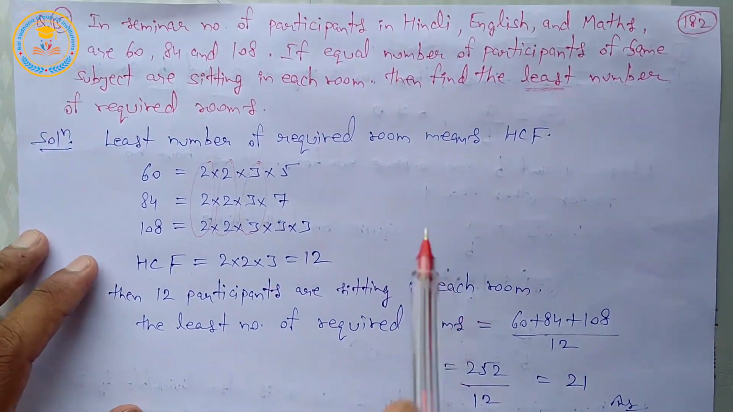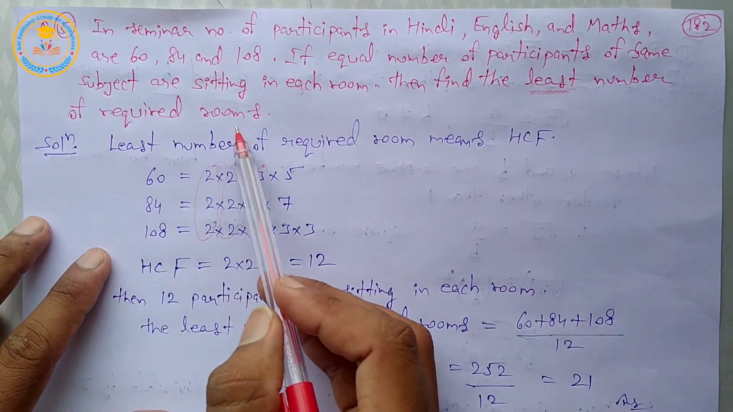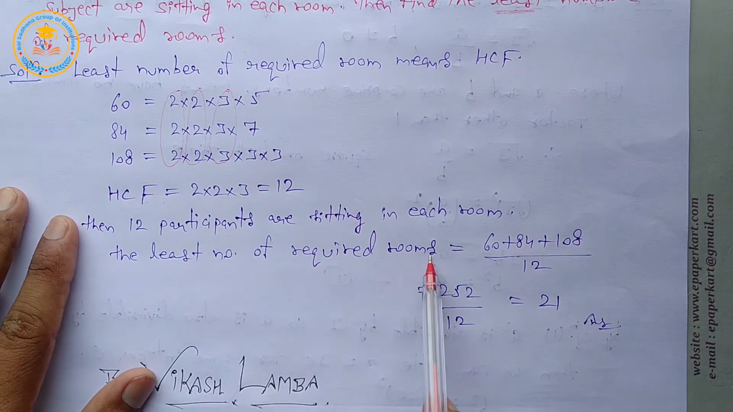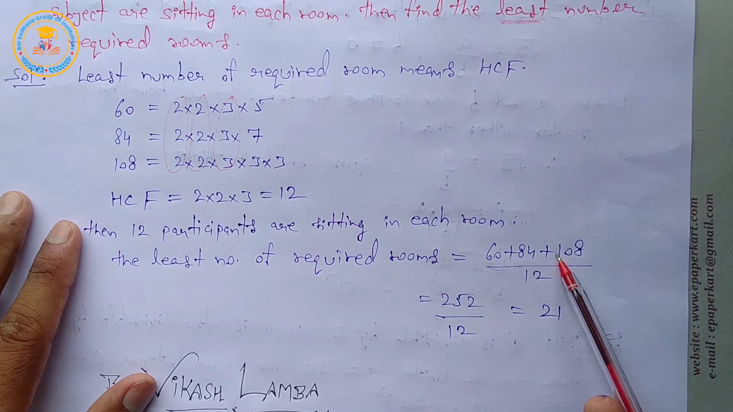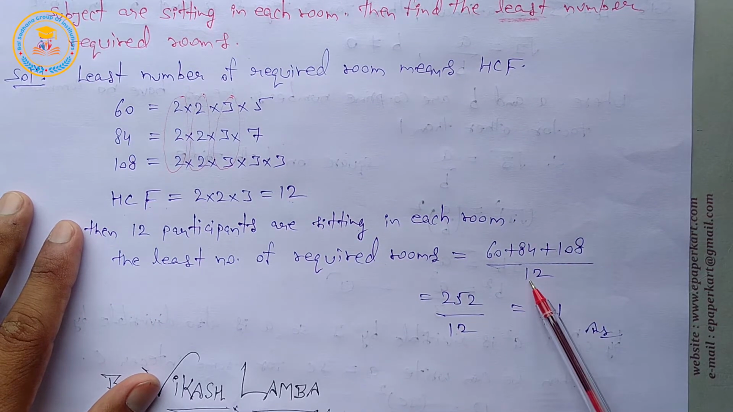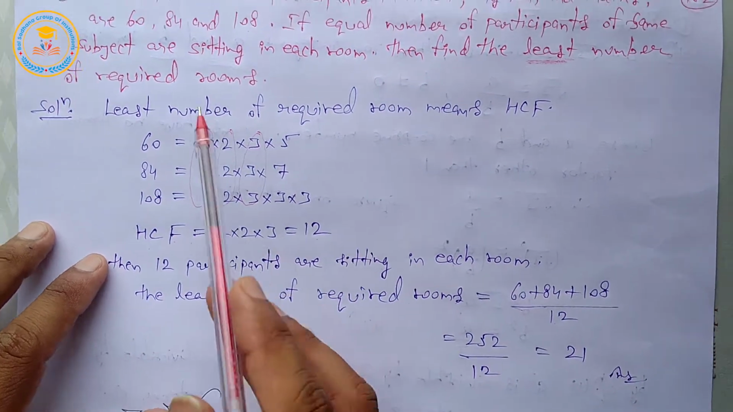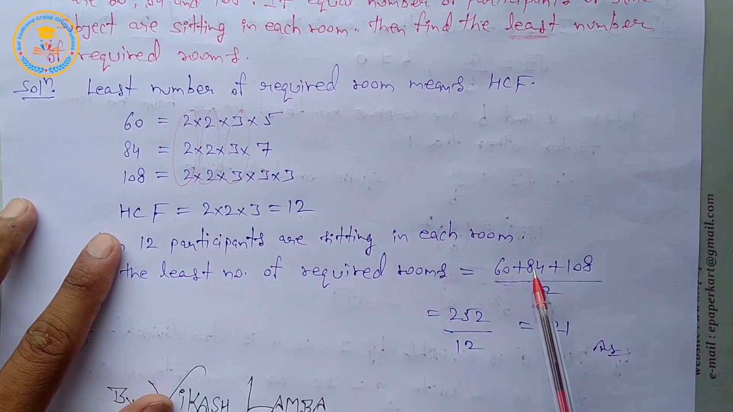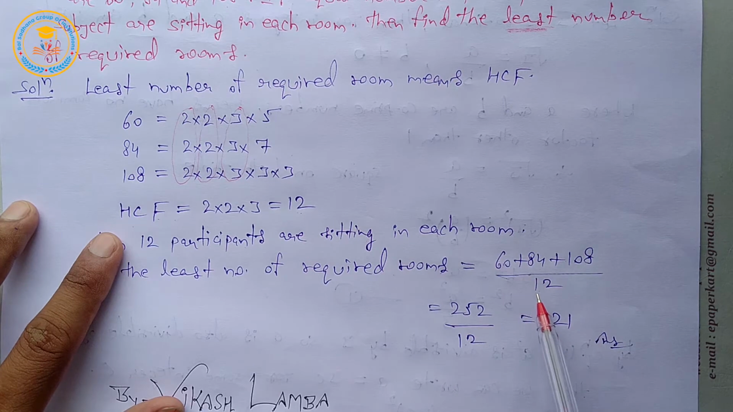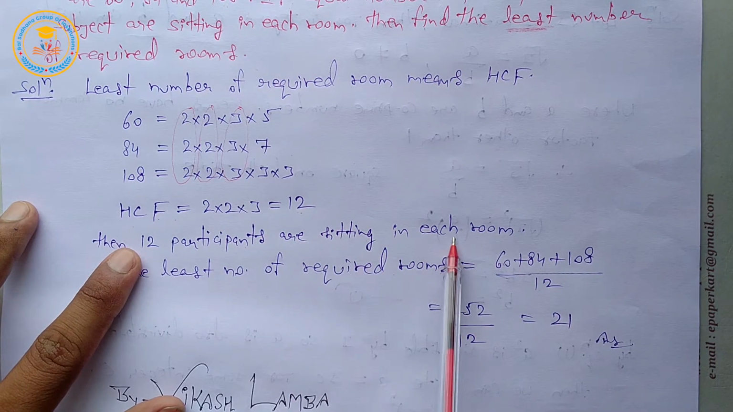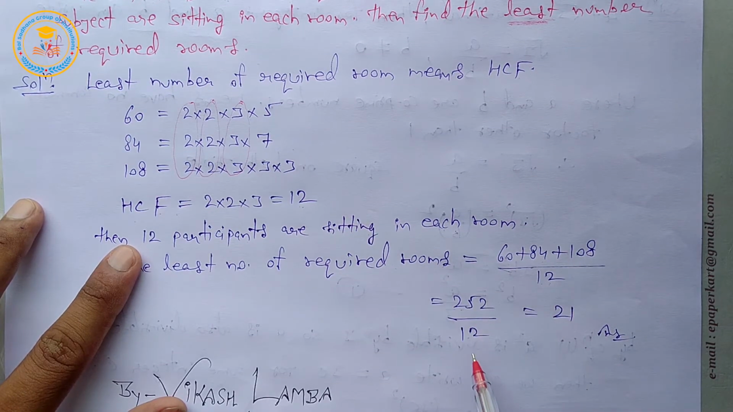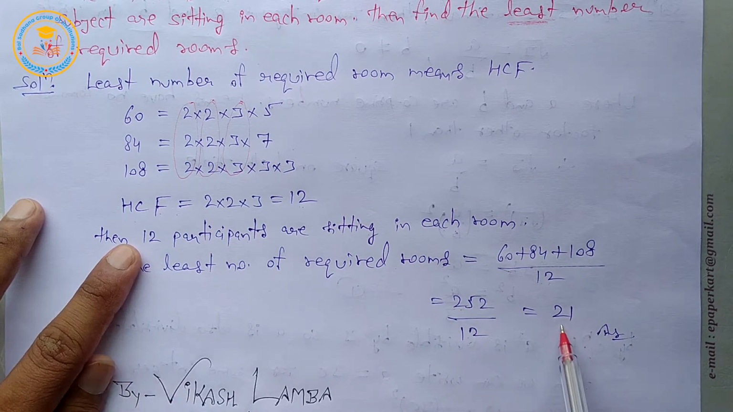Okay, so find the least number of required rooms. The least number of required rooms means the total participants divided by the common factor. Total participants: 60 Hindi, 84 English, 108 Maths. So (60 + 84 + 108) divided by 12. 12 participants commonly sit in each room, so we divide by 12. It means 252 divided by 12 equals 21.